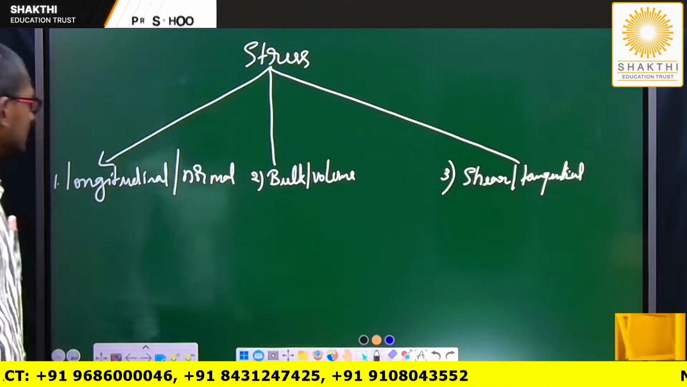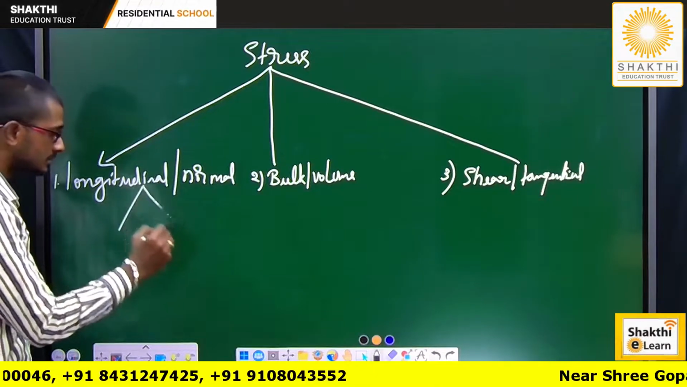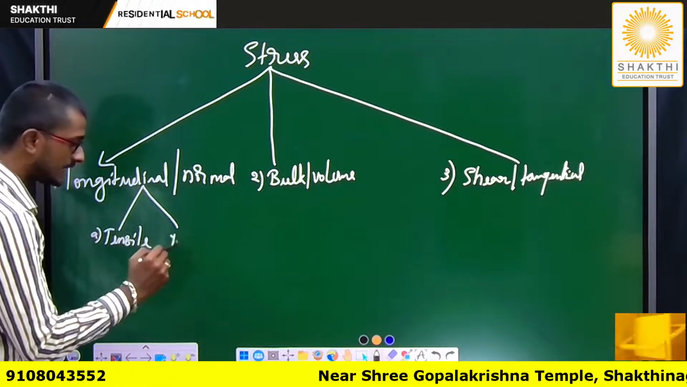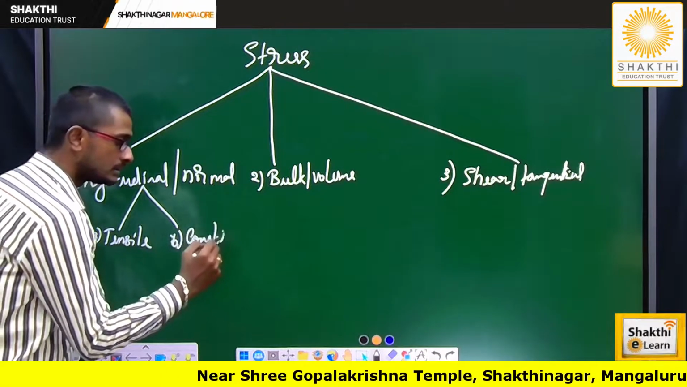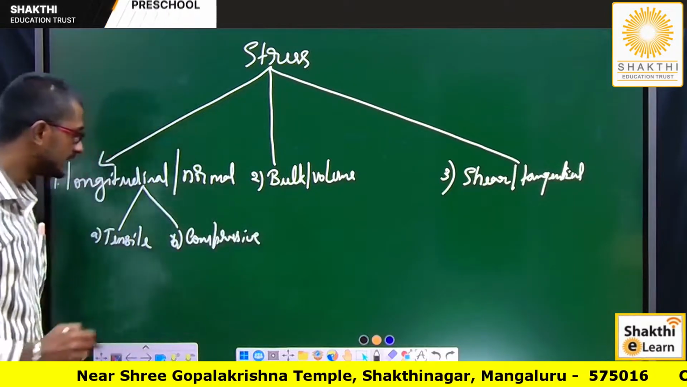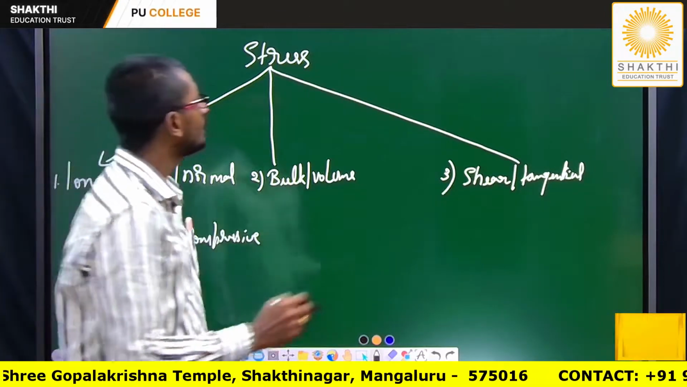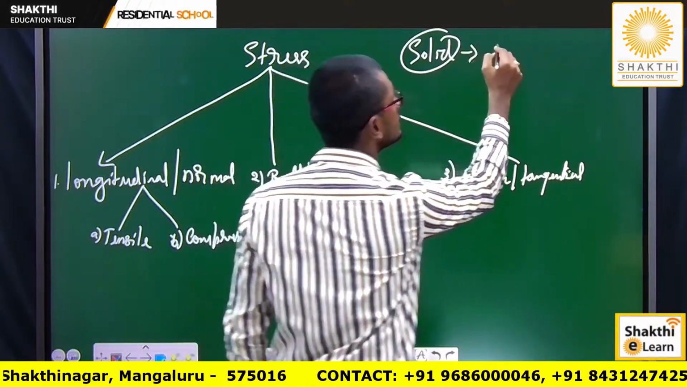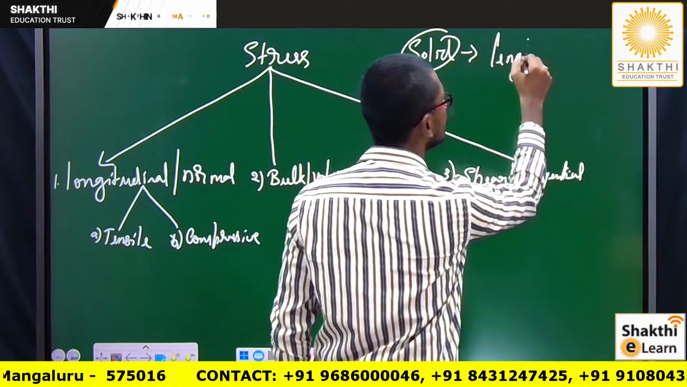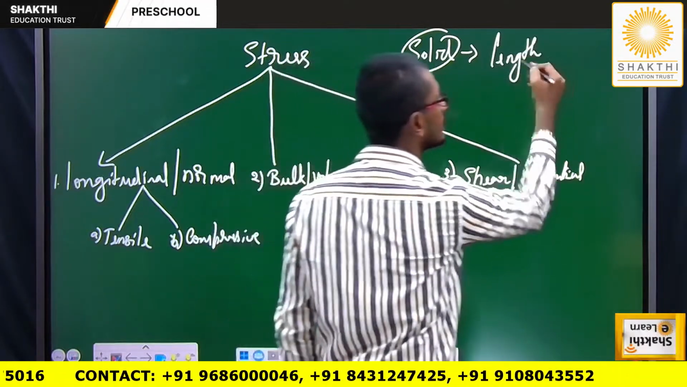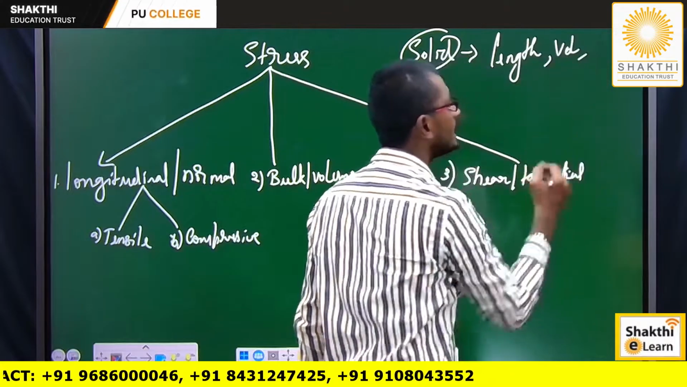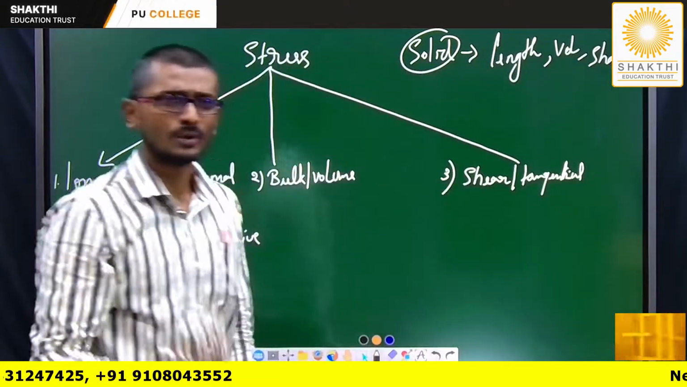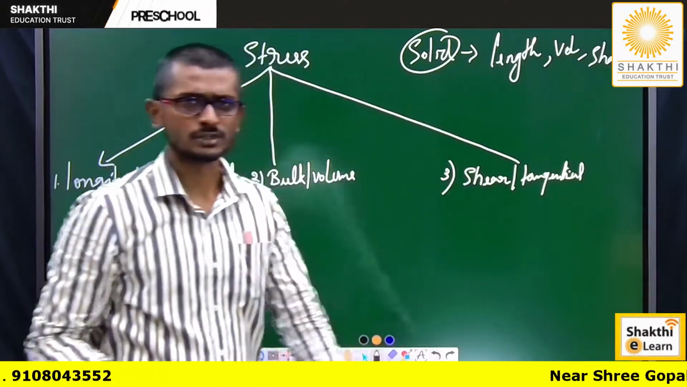Now further, this longitudinal is divided into two types. First one is tensile. Second one is compressive. Now we'll see what is longitudinal first. Remember one thing, solid means mainly it depends on a shape. Here we are going to speak about three configurations: one is in terms of length, in terms of volume, and in terms of shape. Clear? Entire chapter deals with only three configurations. We'll see now what happens.